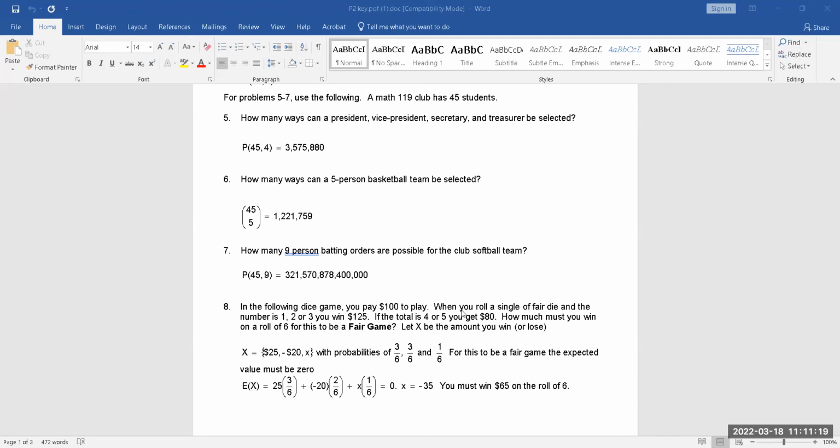Now, if you start from the right, first 3, then I'm in the thousands, then I'm in the millions, then I'm in the billions. This answer's in the trillions. 321 trillion, 570 billion, 878,400,000. If I'm the coach, that's a lot of choices, isn't it? I've got to put together a team. I don't want to be coach of this team. Too many choices.